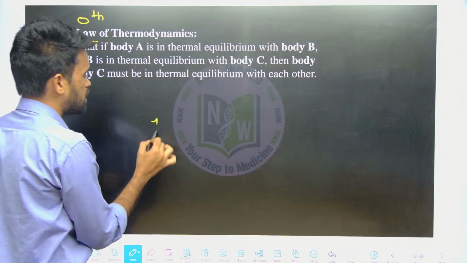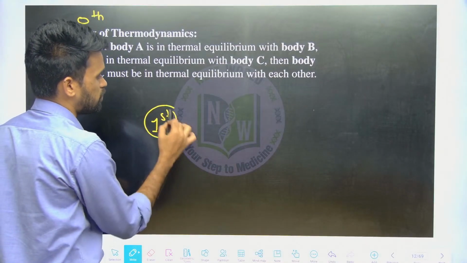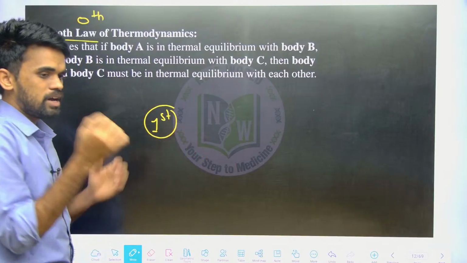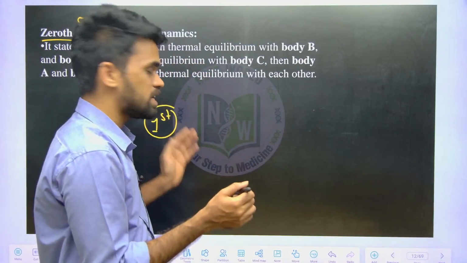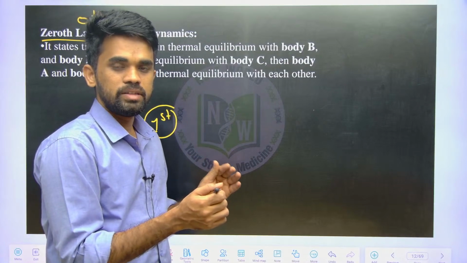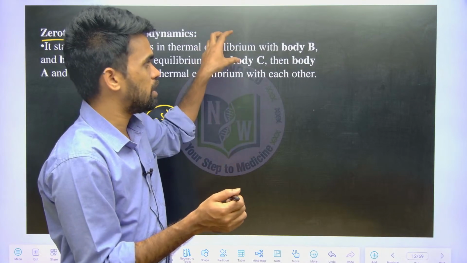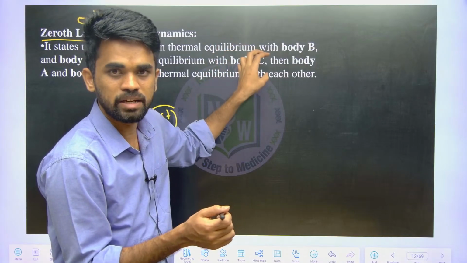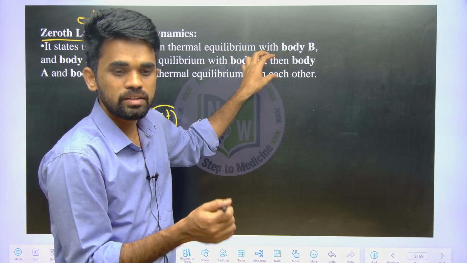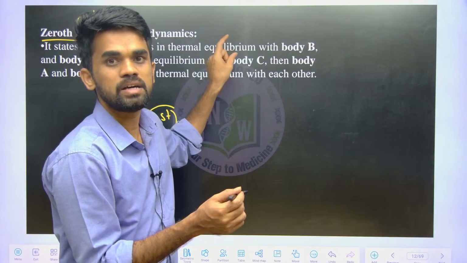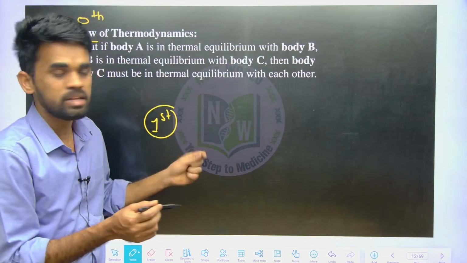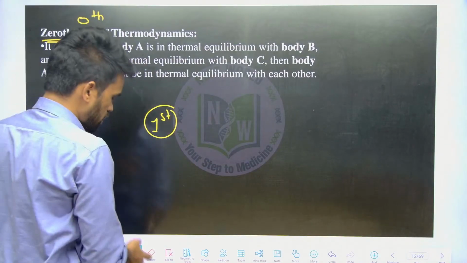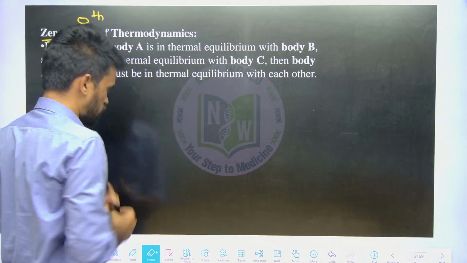Because the first law was proposed. After proposing the first and second laws, they got to know there is something fundamental we are missing before the first and second law. Then they got to know there is a very basic fundamental law. They mentioned it as the zeroth law, because it is more fundamental than the first and second law. That's why it is called the zeroth law of thermodynamics. So what does this zeroth law of thermodynamics say?